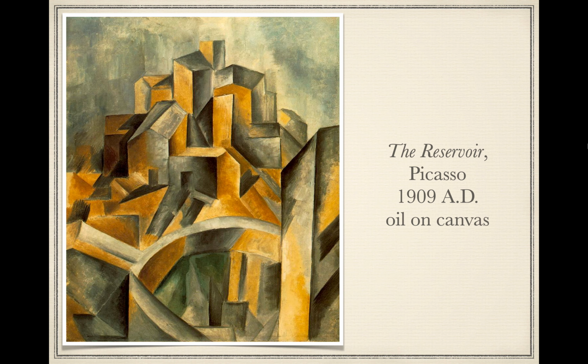Now, certain artists actually did play around with divergent perspective, but they're doing it on purpose. One example here is Picasso, The Reservoir, and in this work you can see how he uses divergent perspective in order to play with the shapes, which are the most important thing in this cubist piece that he's created around 1909.